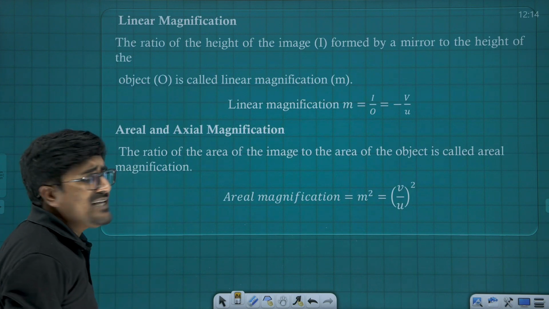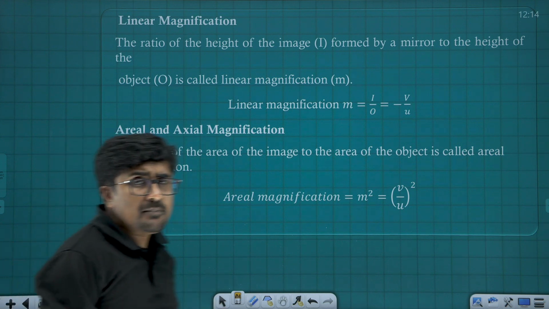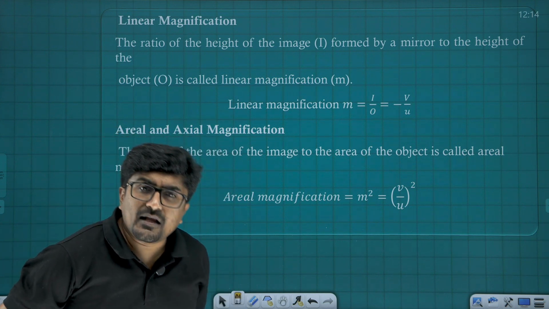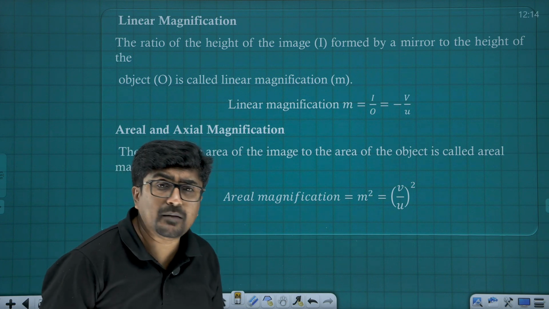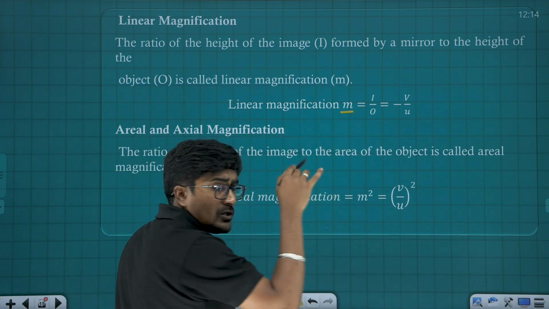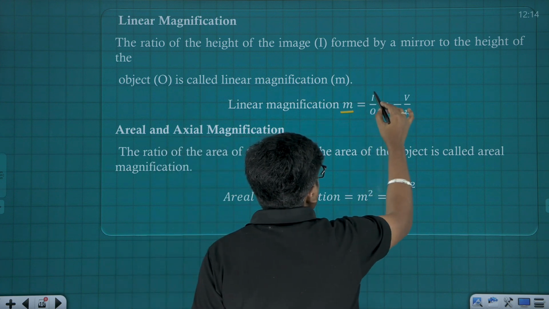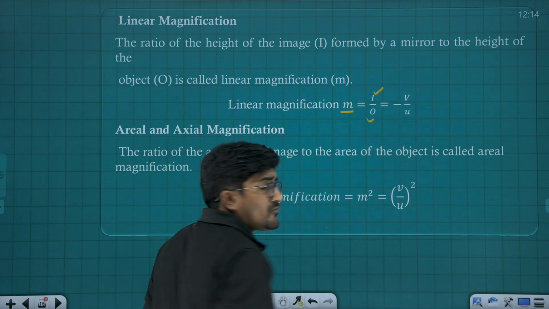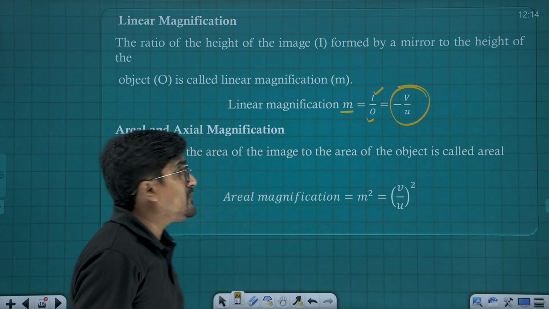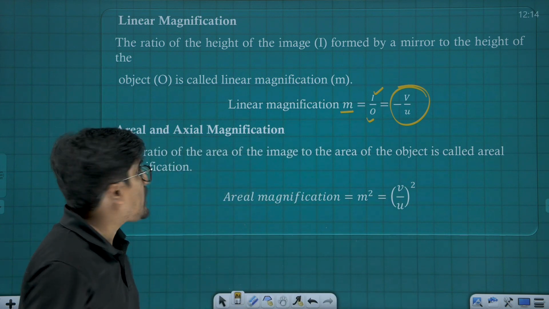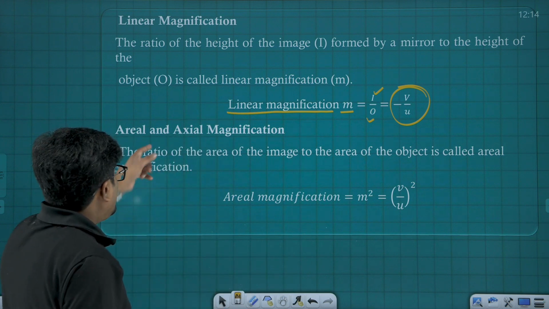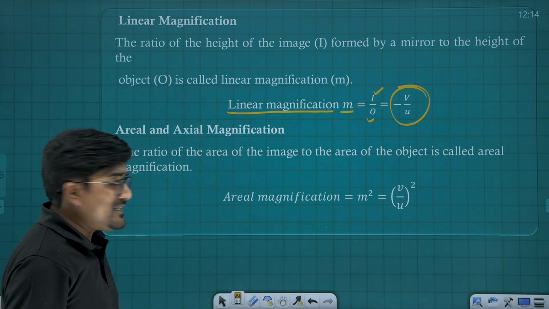Now, next is linear magnification. Linear magnification in case of a spherical mirror. Linear magnification means basically it is size of the image upon size of the object. So I have that relation over here: M is equal to I by O, where I means size of the image and O means size of the object, and that is equal to minus V by U. That is the very first relation. So this is about linear magnification.